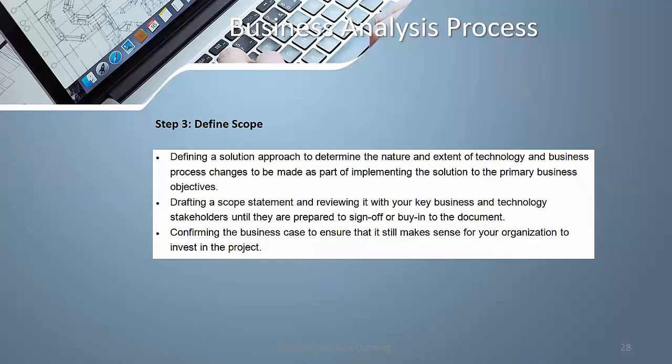Then once you have that, you draft a statement. You put it in the document, and then you ask your stakeholders to sign on it. That's called defining the scope.